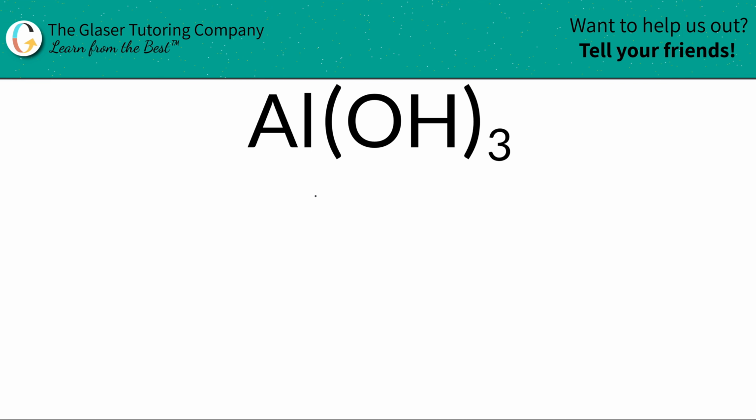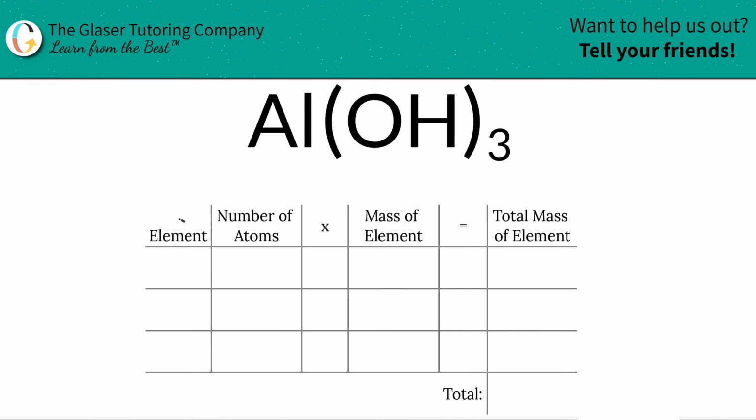So how do we find the molecular mass of aluminum hydroxide? Well, it turns out it's fairly straightforward. I'm going to use this table to help me out. So the first thing I'm going to do is write down the elements in the compound. So I have aluminum, I have oxygen, and I have hydrogen.